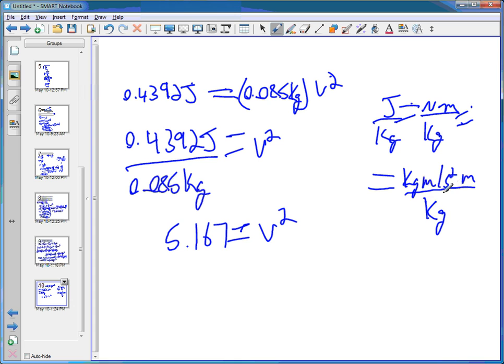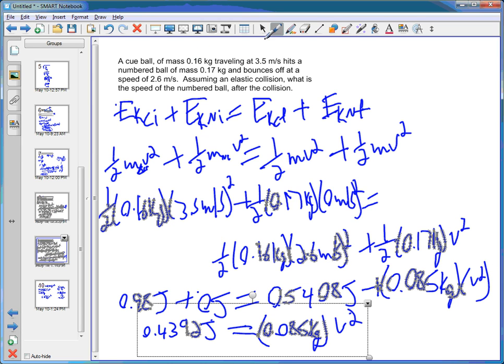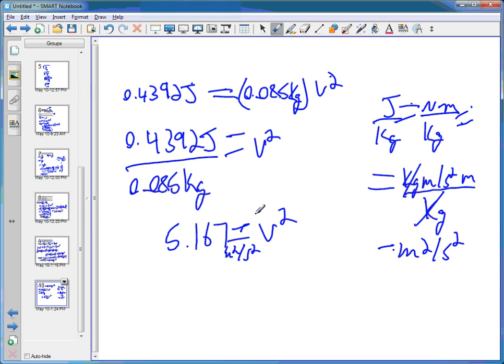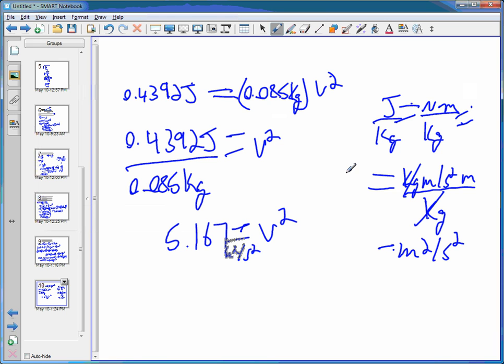And we get 2.27. Now, how many significant figures can we have? If we go to the very beginning, we've got 2 here, 2 here, 2 here, 2 here. It looks like we can have 2 significant figures in the end. So v is equal to 2.3. Now, meters squared per second squared, when you square root that, of course, you just end up with meters per second. And that makes sense because we're looking for a velocity. So, yeah, 2.3 meters per second is the final velocity of the numbered ball. And we have our answer.